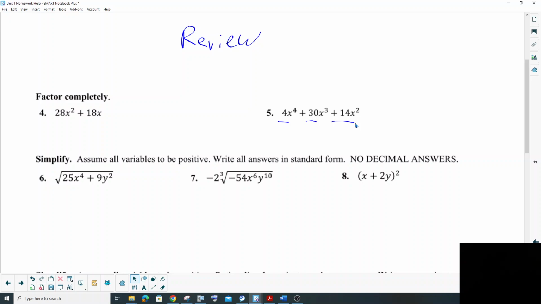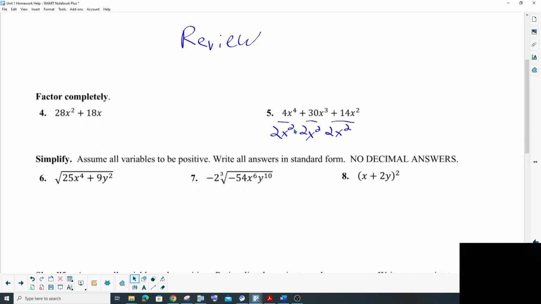7! Try again. 3! 4! 4. Good, but 4 does not go into those 2 though. So bring it up to 2. There we go. And is there an X term? X squared! X squared is absolutely correct. 2x squared is the GCF.